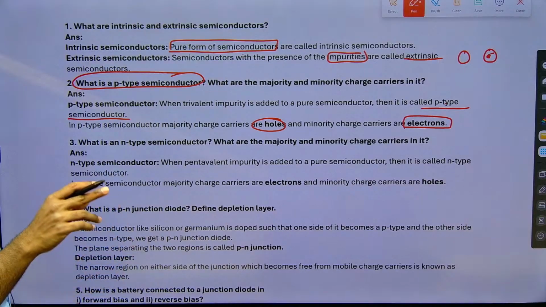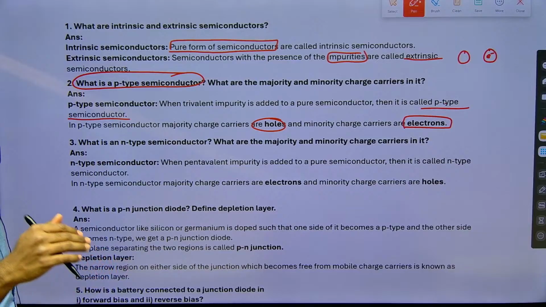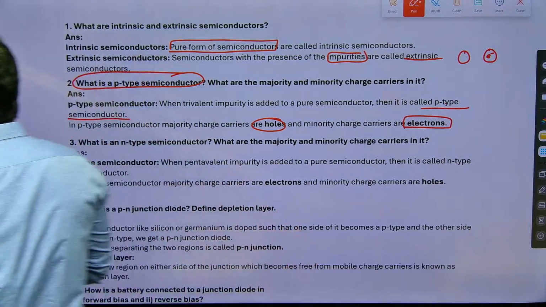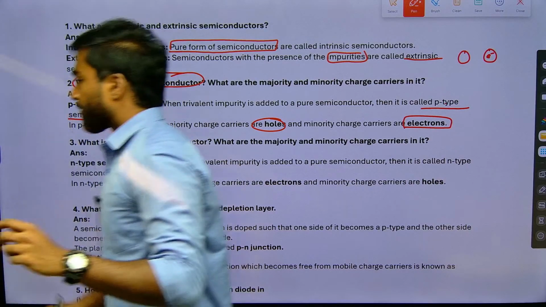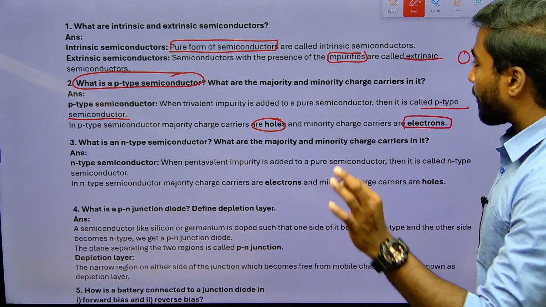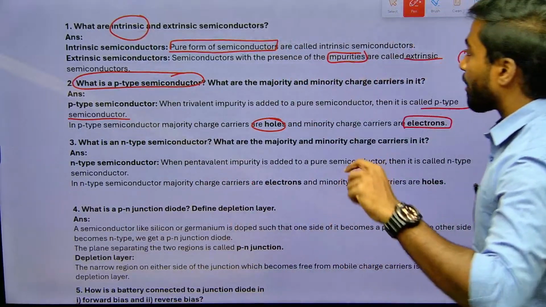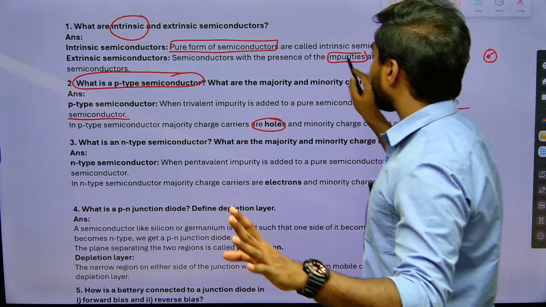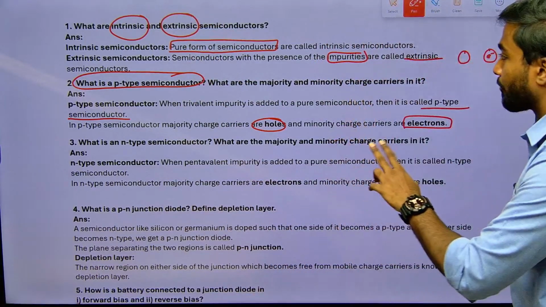Let's recap the first two questions once again. What are intrinsic and extrinsic semiconductors? The pure form of semiconductor is the intrinsic semiconductor, and when impurities are present it is the extrinsic semiconductor. You can take a note of this first question.